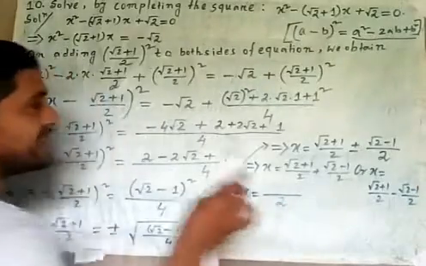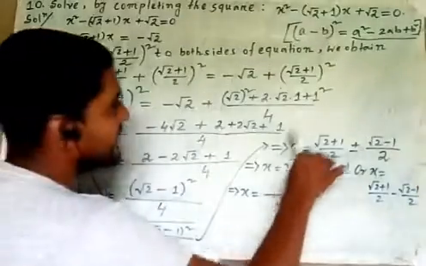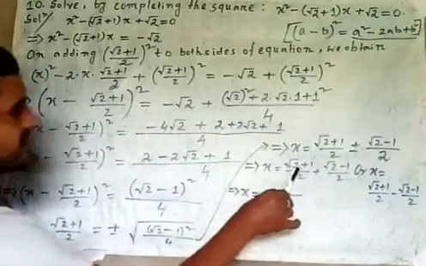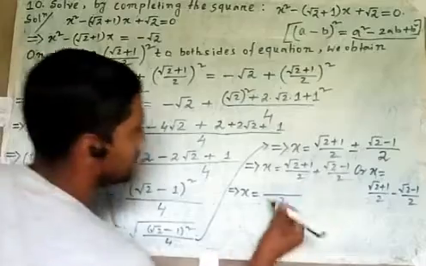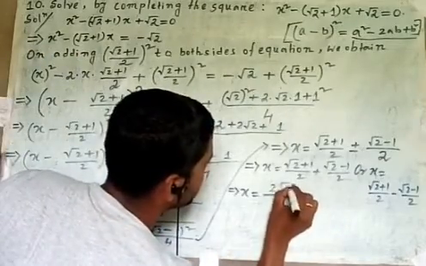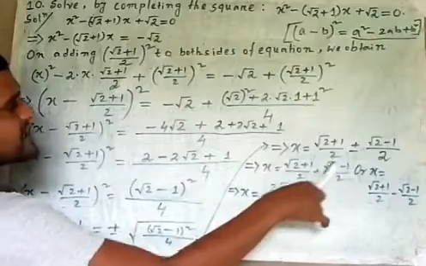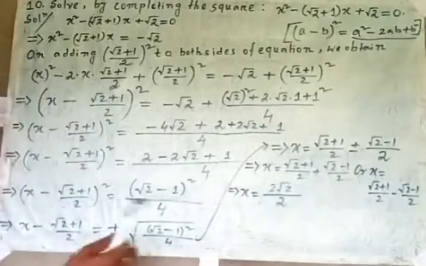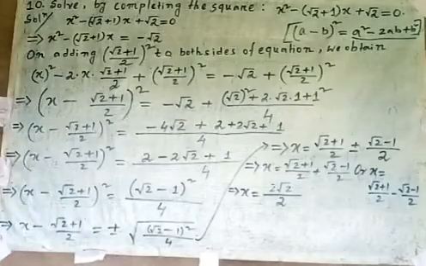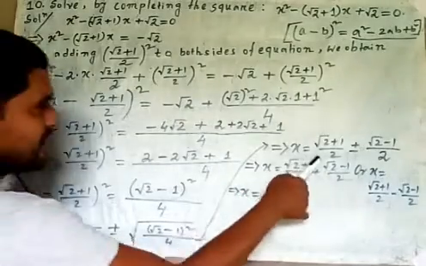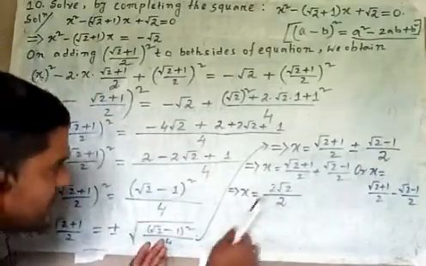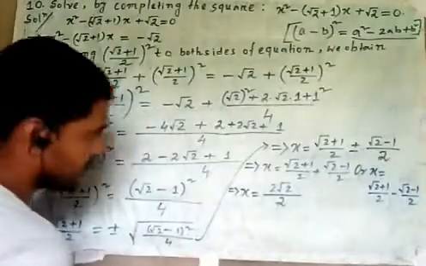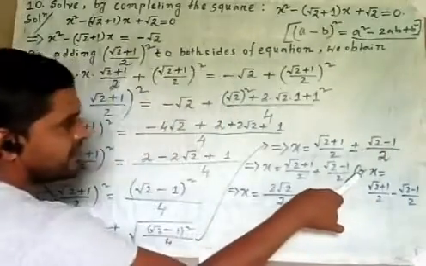If denominators are same, then we can add directly. So root 2 plus 1 and root 2 minus 1. So what is this? Root 2 plus root 2, so 2 root 2. Then plus 1 and minus 1, it will be cancelled. So what remains? 2 root 2 by 2. And what is the second part? What we have written here?